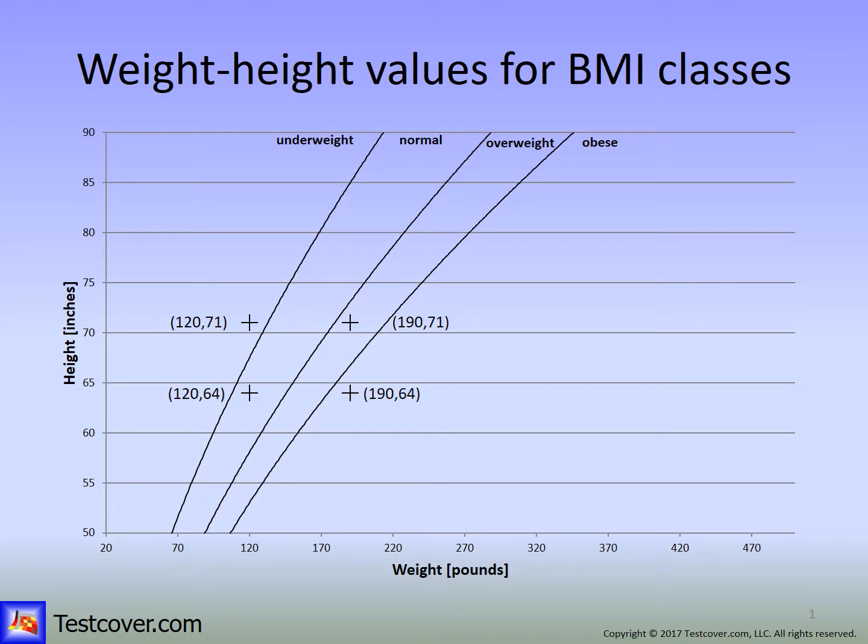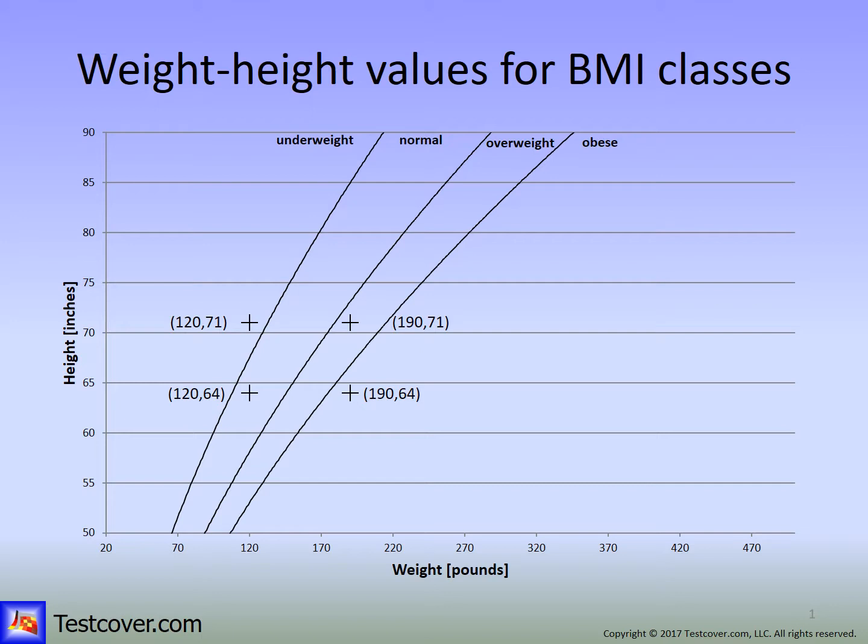We need input values for the test design. The weight and height values should result in all 4 BMI classifications. It turns out that we can do this with 2 weight values and 2 height values, which will be paired.